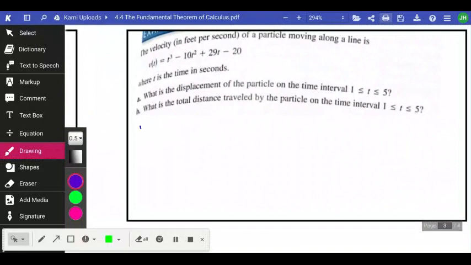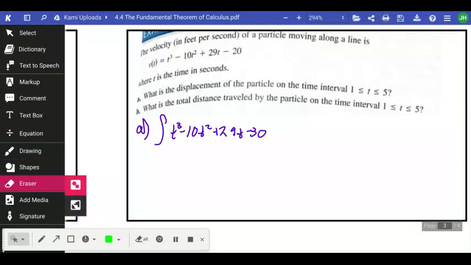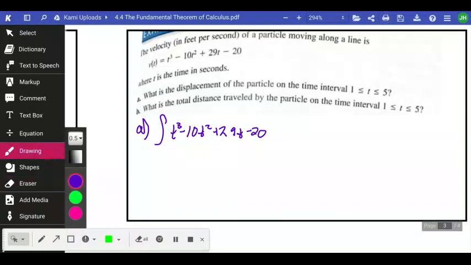Okay. So for A, we're going to have to do the antiderivative of t cubed minus 10t squared plus 29t minus 20 dt from, and it tells us the interval. When you write left to right on your interval they give you, you're going to do bottom to top. Because remember, if you switch it, it changes the sign, like we learned in a previous section. All right, so let's go ahead and do the antiderivative of that. So the antiderivative of t cubed would be, any ideas?